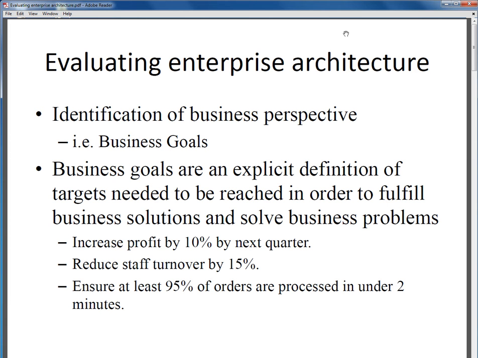Some examples for that would be increasing the profit by 10% by the next quarter, reducing staff turnover by 15%, or ensuring at least 95% of orders are processed in under 2 minutes. They have direct impact on the business. Additionally, the expected state or change is described in measurable terms, like the next quarter or under 2 minutes.